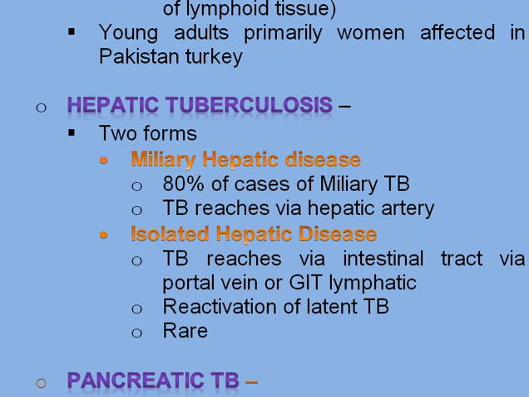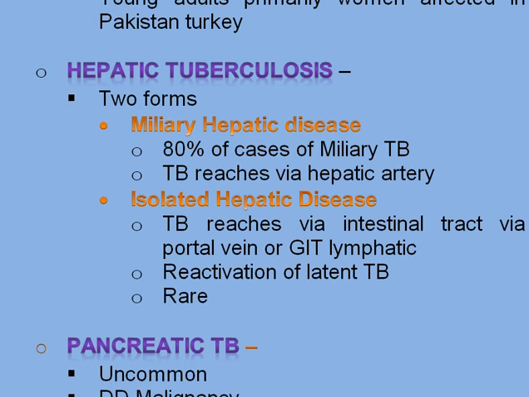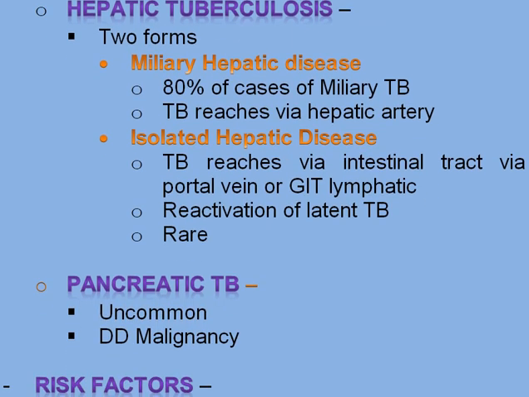And then there is isolated hepatic disease, in which case the TB reaches via the intestinal tract, via the portal vein or GIT lymphatics, and it is due to reactivation of the latent TB, and it's very rare. Pancreatic TB is very uncommon, and a differential diagnosis of pancreatic malignancy should be considered.